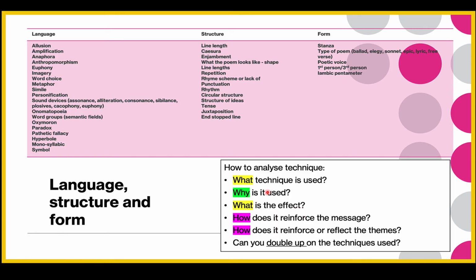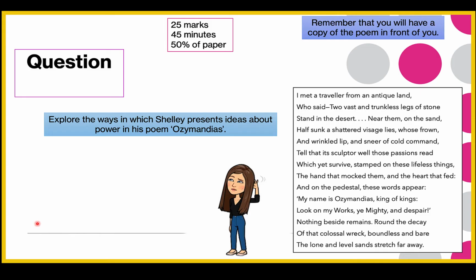For example, you may pick a quotation that is personification, but you may also notice that it's also a line that has enjambment. So you may decide to talk about 2 different techniques within one quotation. So let's have a look at the poem.